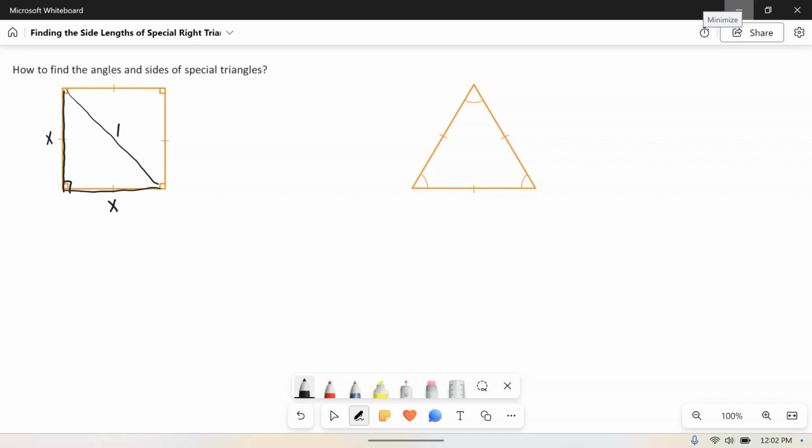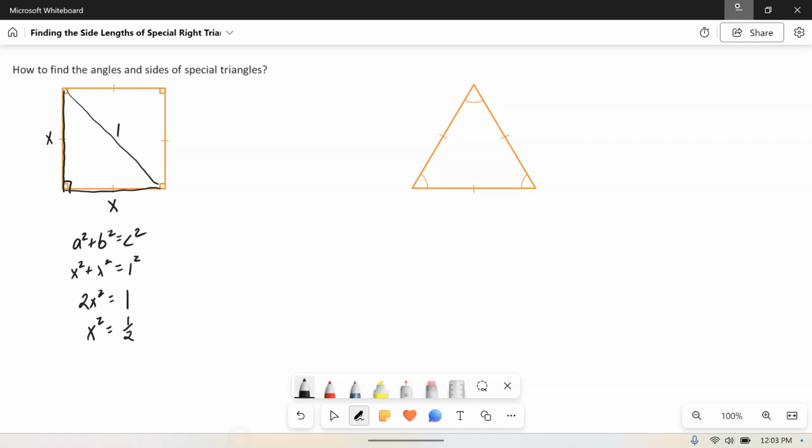So to find the length of x, we could use the Pythagorean theorem. So we know that a squared plus b squared is equal to c squared. And in this case, the a and the b are both x. So we have x squared plus x squared is equal to 1 squared. And that gives us 2x squared is equal to 1, which means x squared is equal to a half. And so to figure out what x is, we could take the square root of both sides of that equation.